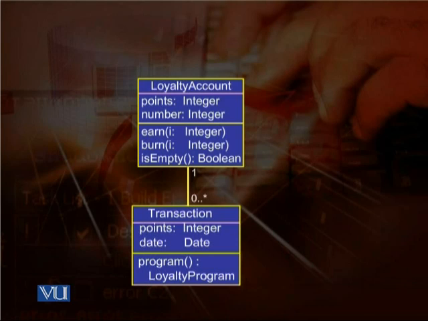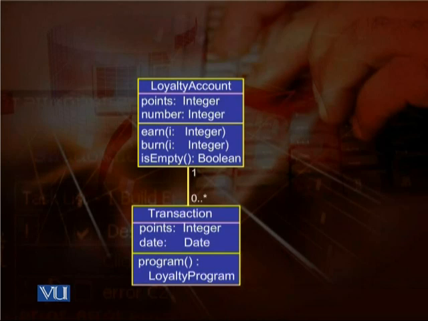So the loyalty account has these two parameters, these two attributes, the points and the number, and it has these three methods: earn points, burn points, use those points, and is empty is, as the name suggests, this is a Boolean kind of a method, and the transaction, it is associated with this loyalty account.